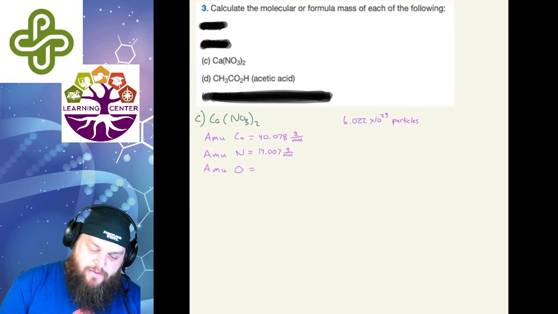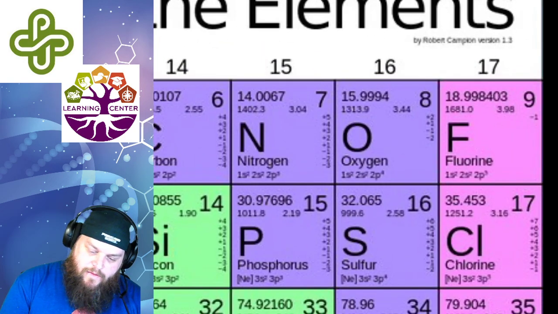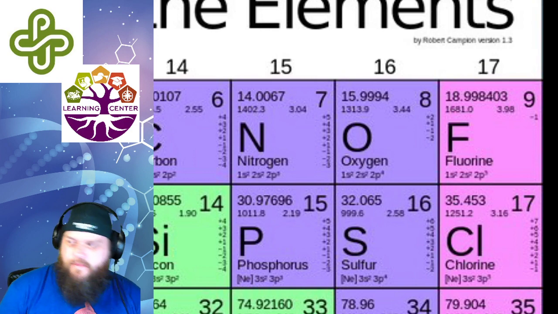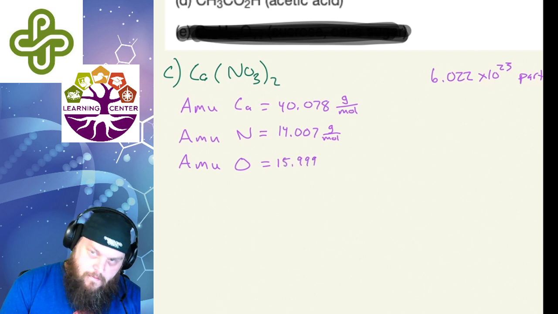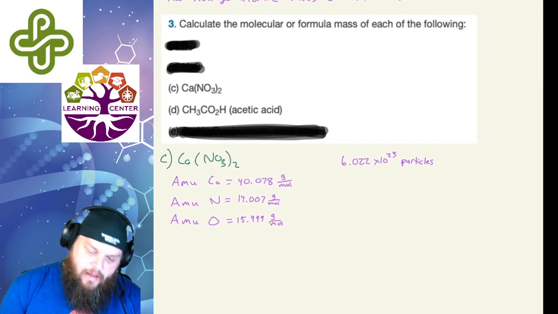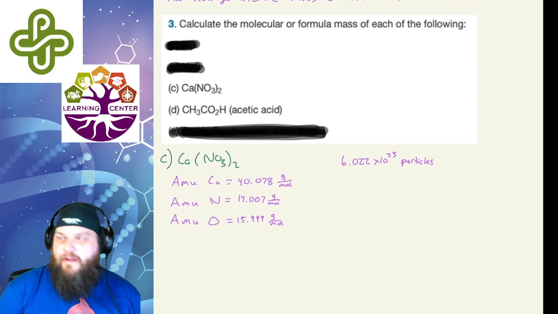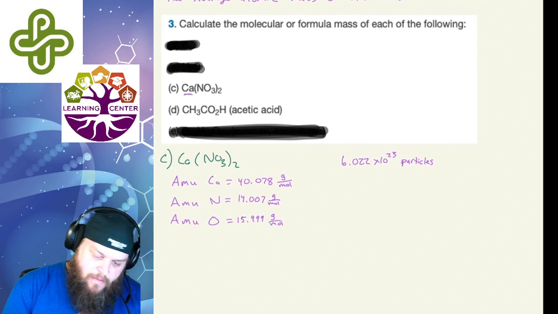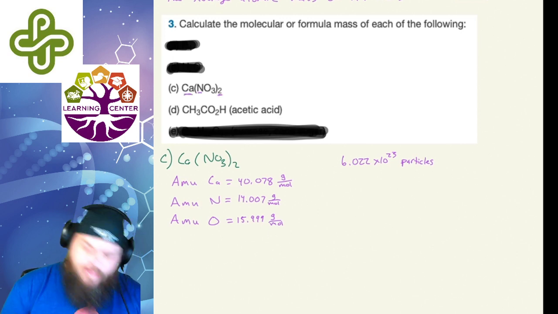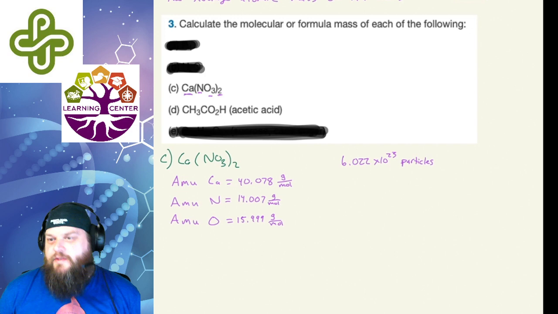Lastly, oxygen, which is a very common one we'll be using. Okay, that's 15.999. It's almost 16, but 15.999. Grams per mole. Now to find the molecular formula mass, we have to add up all of these molar masses or atomic masses and multiply them by the number of atoms in our molecule. So for calcium, we can see we have 1 of them. For nitrogen, we actually have 2 of them because we have 2 of those nitrate groups. For oxygen, we have that 3, but we have to multiply it by that 2 to get 6.